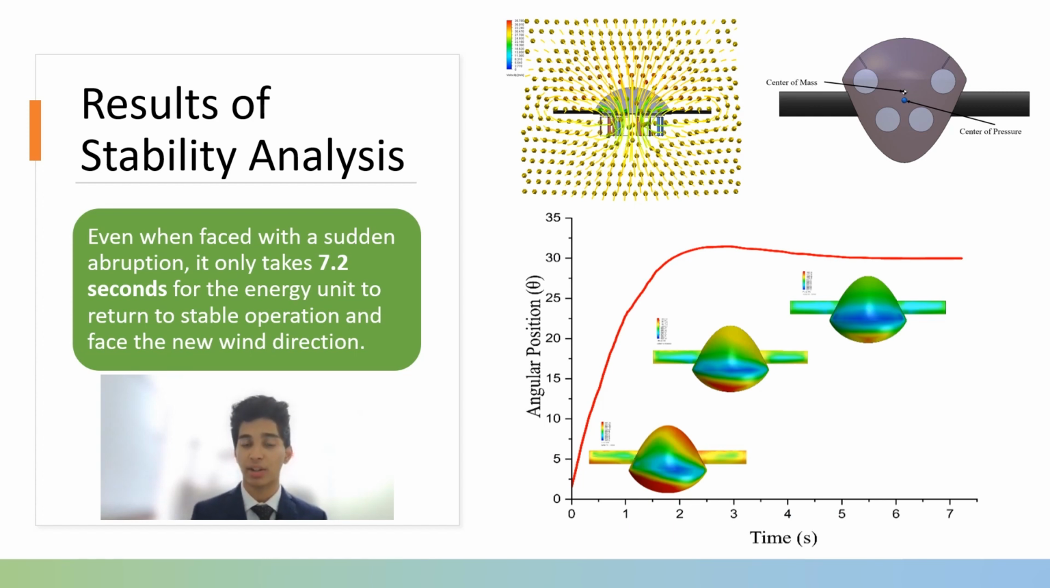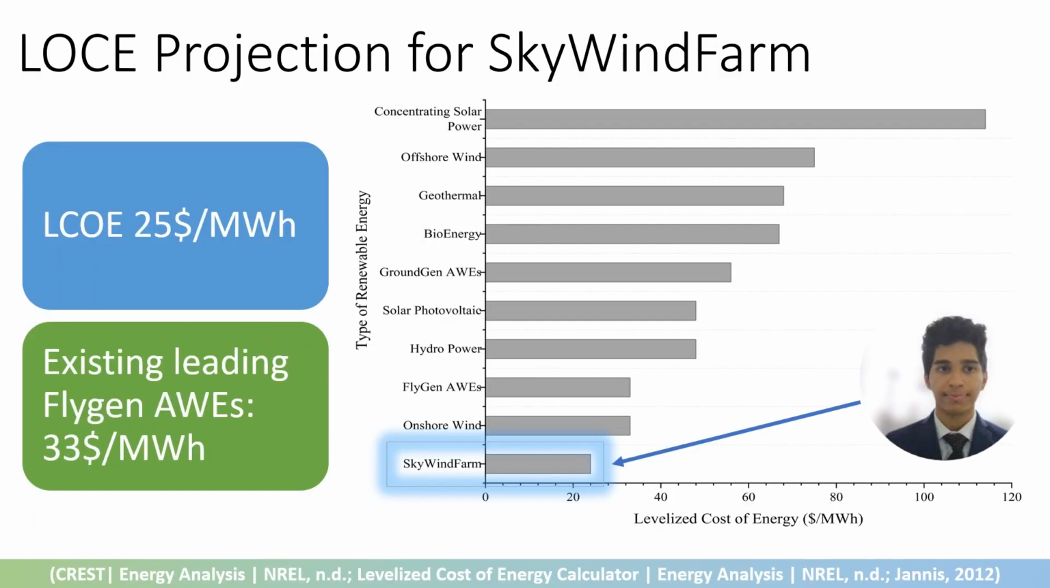I adapted NREL protocols for emerging renewable energy systems when projecting the cost analysis. The analysis assumes an annual production of 250 energy units after an initial phase of 150 units. As the production increases, the cost of each energy unit is expected to decrease significantly. However, the goal here is to be conservative. Over 20 years, SkyWindFarm's total life cycle cost is calculated at $540,000, resulting in a levelized cost of energy of approximately $25 per megawatt hour.